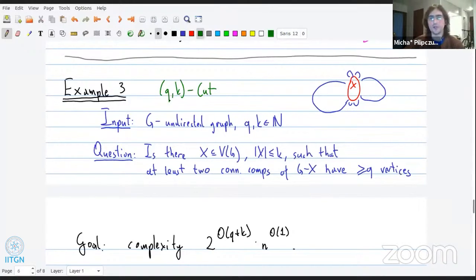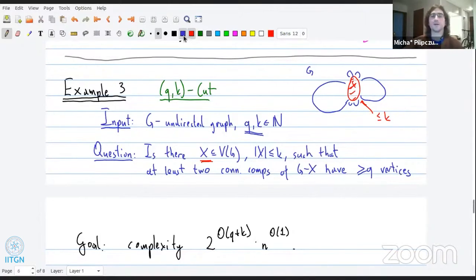So here we will talk about a problem called Q-K cut, or it's sometimes called a nice cut or something like that. And the question is, we are given an undirected graph G, and we are given two numbers, Q and K. And the question is whether I can find a set X, this is my cut, in my graph, of size at most K, such that when I remove it the graph is partitioned in sort of a balanced way.